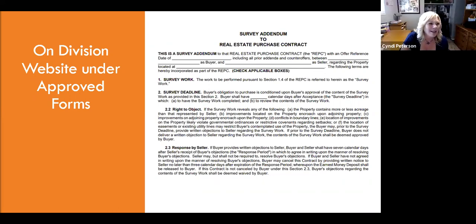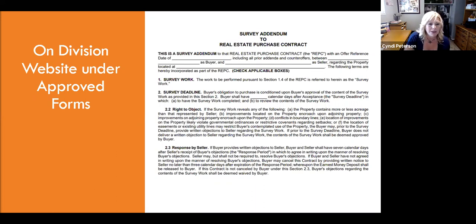Okay, so on the division website, there is an approved form for a survey addendum. However, I didn't find it on the MLS when I was trying to find this. I just want you to be aware, sometimes you run into a situation where there's a survey that needs to be done. Instead of trying to write it up yourself, go in and at least look at the approved forms through the division and pull this up first and see if it covers what you need, and make sure that you use it and not just your own verbiage as far as on an addendum.